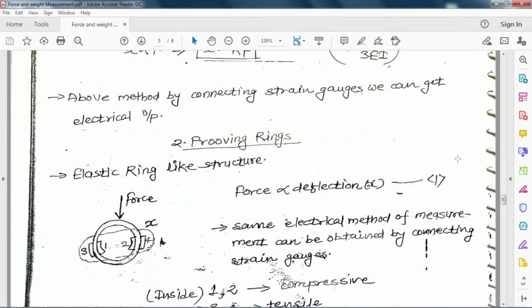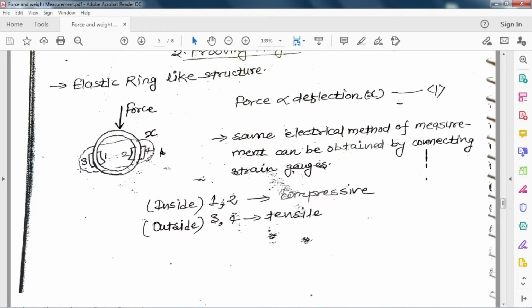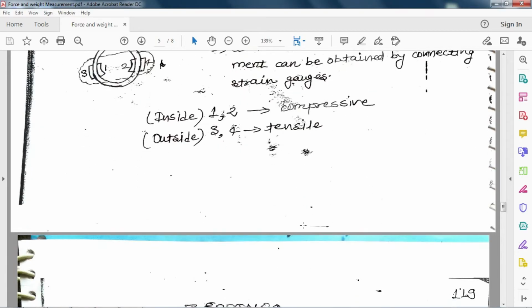Then we have the proving ring. This is the structure of a proving ring. When we apply force, the circular ring becomes egg shaped. Here force is directly proportional to deflection, as we already discussed. In this case, the strain gauge arrangement is like this: strain gauges 1 and 2 inside get compressive strain, and 3 and 4 outside get tensile strain.